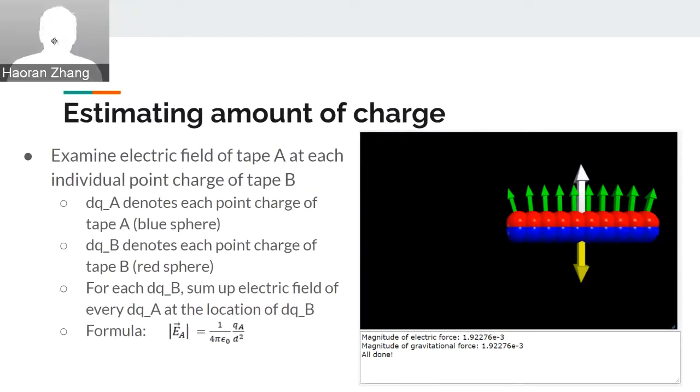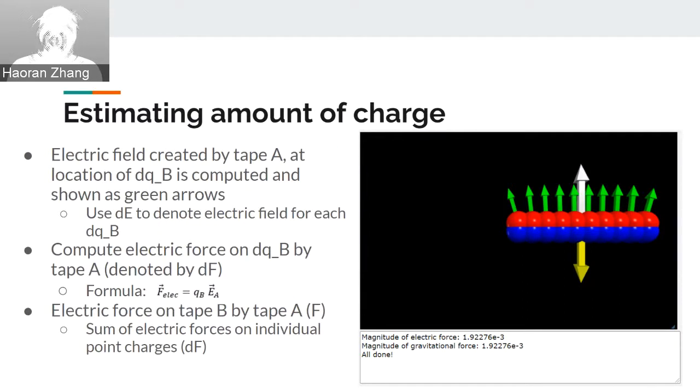Firstly, we want to examine the electric field of tape A at each individual point charge of tape B. Here are some symbols that we use to denote the point charge of tape A, which is dQA, and point charge in tape B, which is dQB. For each dQB, or a red sphere here, we sum up the electric field created by each of those blue spheres at the location of this red sphere. For each pair, we use this formula to compute the magnitude as well as the direction of the electric field.